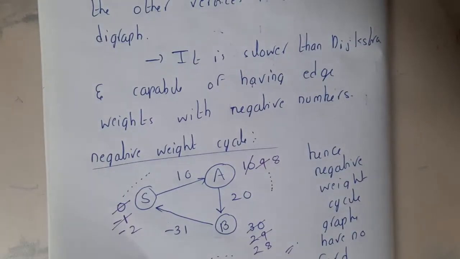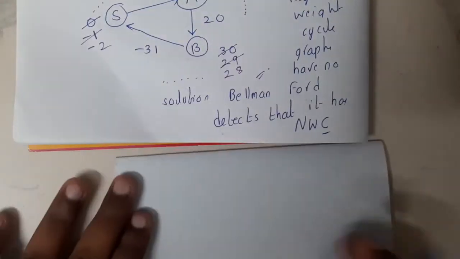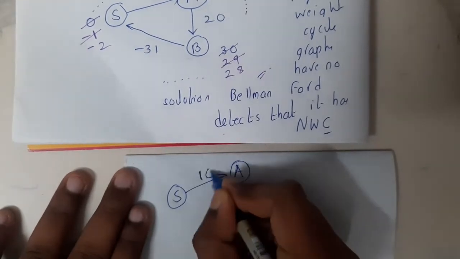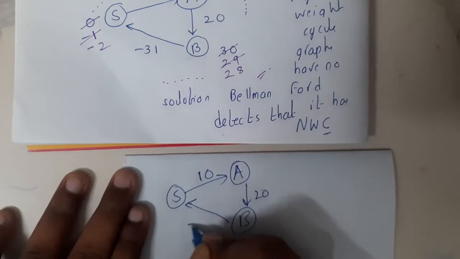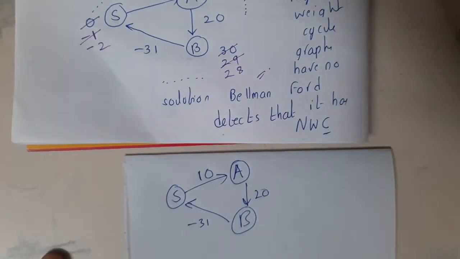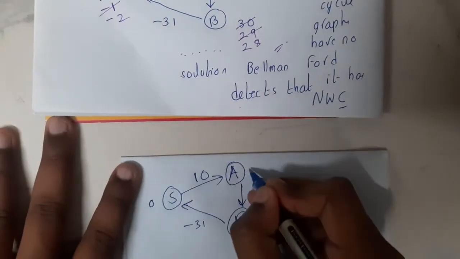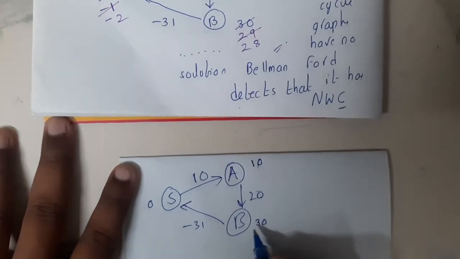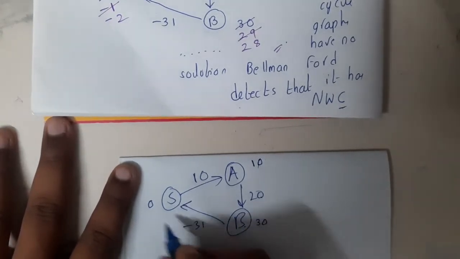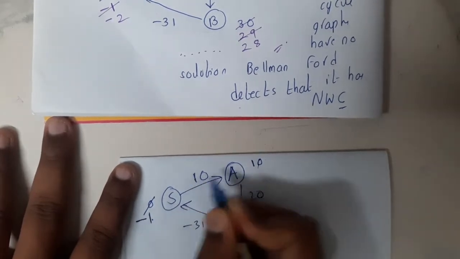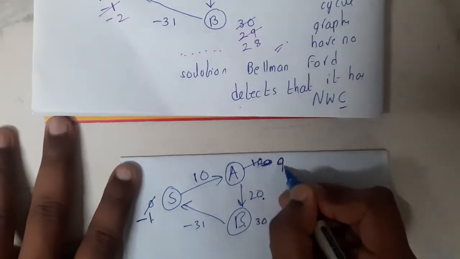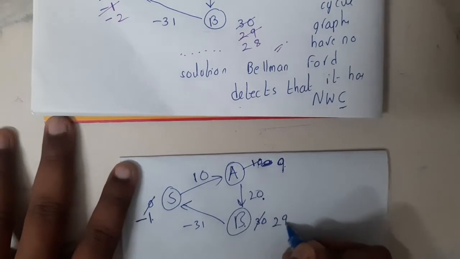First let us go through what a negative weighted cycle is. Assume that you have three nodes, guys. The first node is S, the second node is A, and the third node is B. This cost is 10, this cost is 20, and this cost is minus 31. Assume that you started at S. The cost to A is 10. From here the cost is 30, because 10 plus 20 is 30. From B to A the cost is 30 minus 31, that is minus 1. Minus 1 plus 10 is 9, 9 plus 20 is 29, and here it will become minus 2.